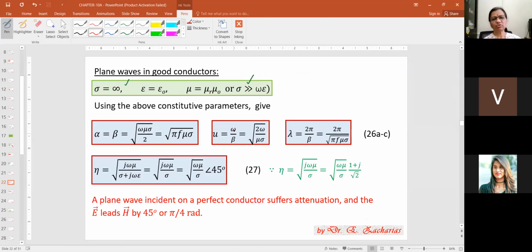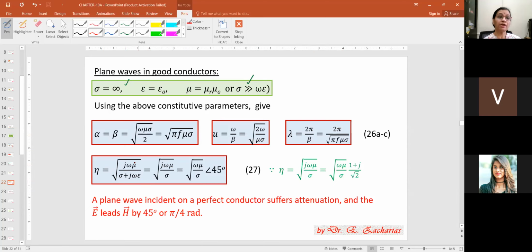And what is u? U is the same expression, omega by beta. So all you have to do is just substitute for beta. Similarly, lambda is equal to 2 pi by beta. There also substitute for beta. Now let us go to eta, which is the intrinsic impedance.